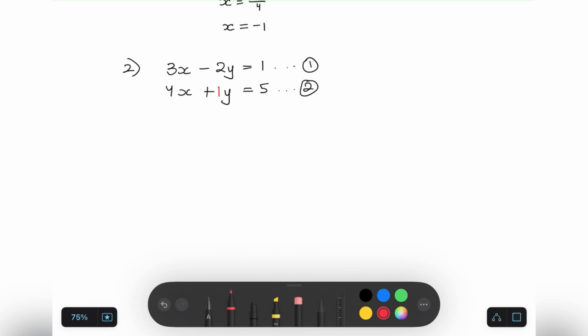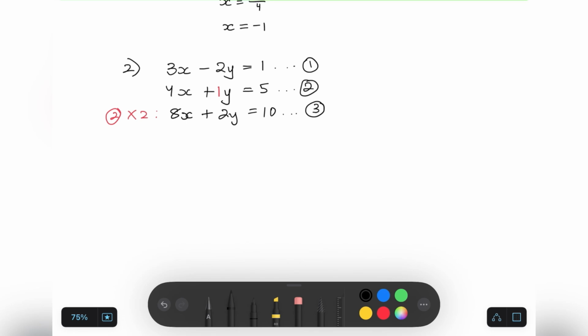I would only need to multiply equation 2 by 2 so that the coefficient of y will become 2. So let's do that. Equation 2 times 2, you're going to multiply every single term in that equation by 2. So 4x times 2 is 8x, and then y times 2 is 2y, and then 5 times 2 is 10. This is my new equation 3.